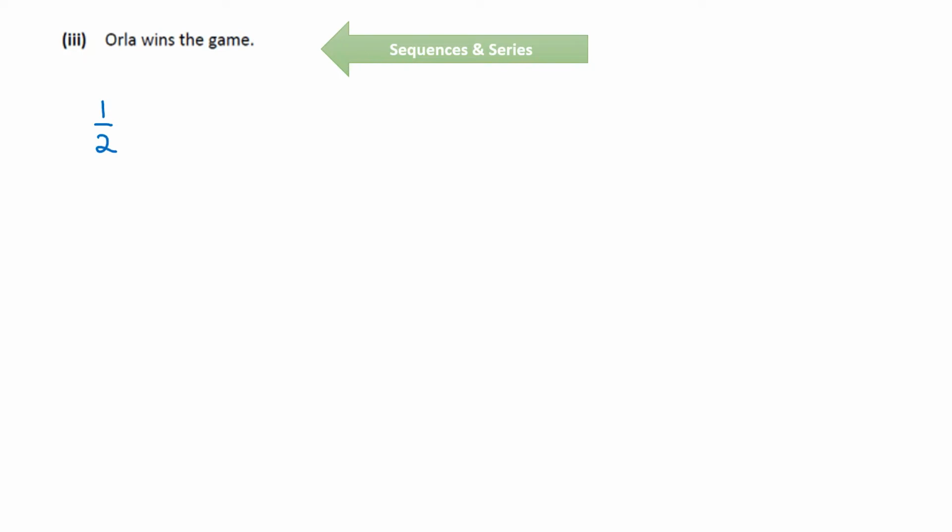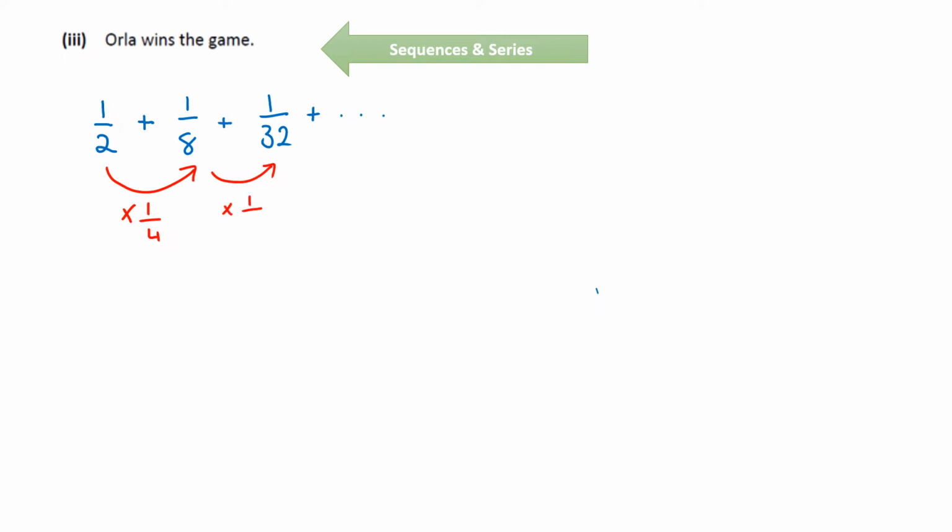Or, and the word "or" means add, she could win it on her second toss, which you worked out in part 2. That was a 1 in 4 chance. Or she could win it on her third toss, which will be a 1 in 8 chance. And what we end up with is a geometric sequence, with a common ratio of 1 over 4.